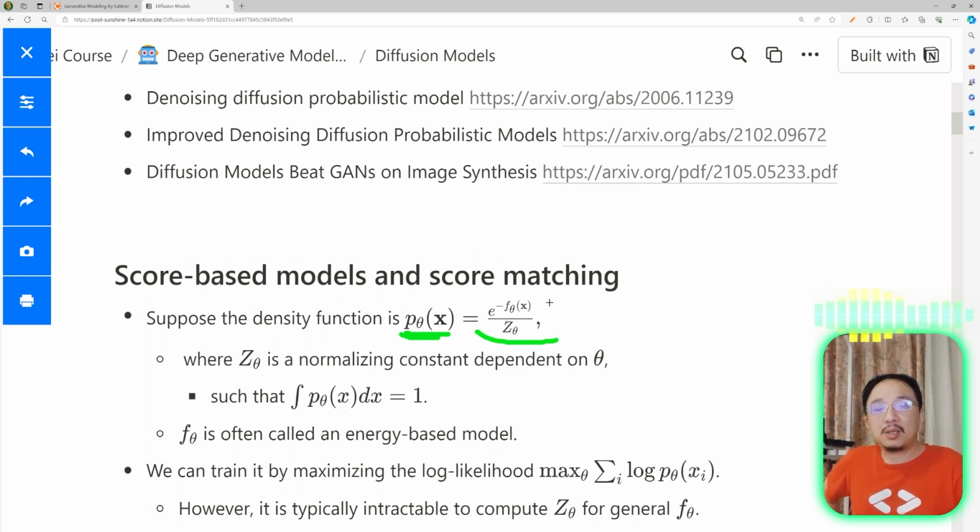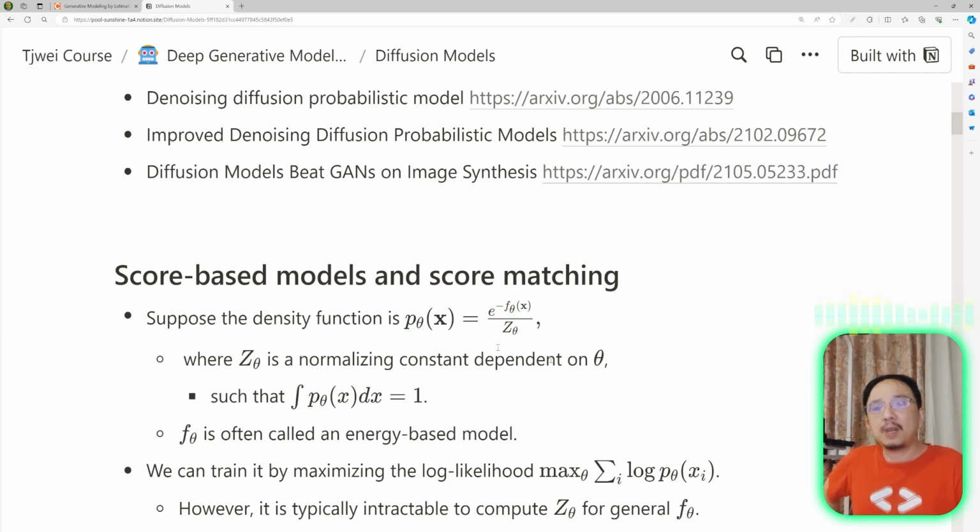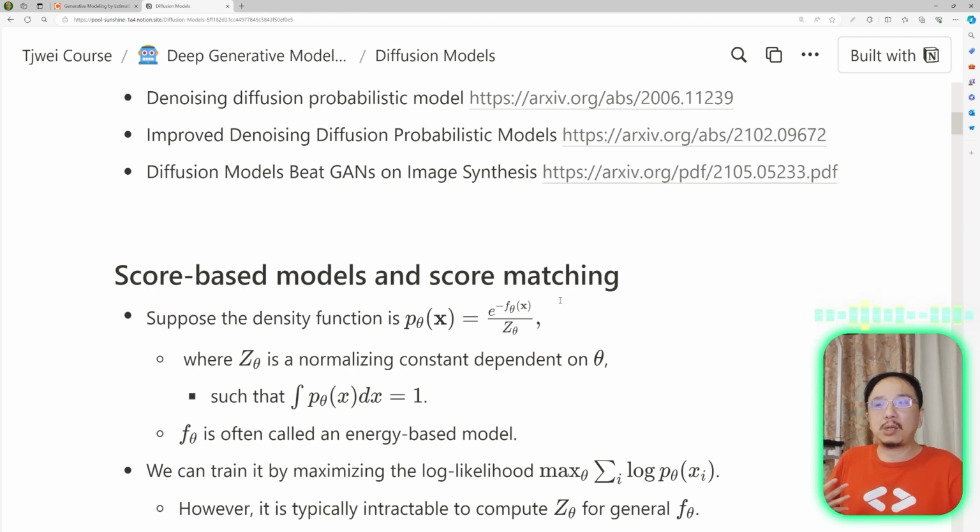In order to make the output of our model non-negative, we feed the model output into an exponential function, so that we can guarantee that the output of the exponential of negative f theta x is always positive. Another requirement of a probability is that it has to sum up to 1, or if you consider a continuous distribution, the integral of the density function should be equal to 1.